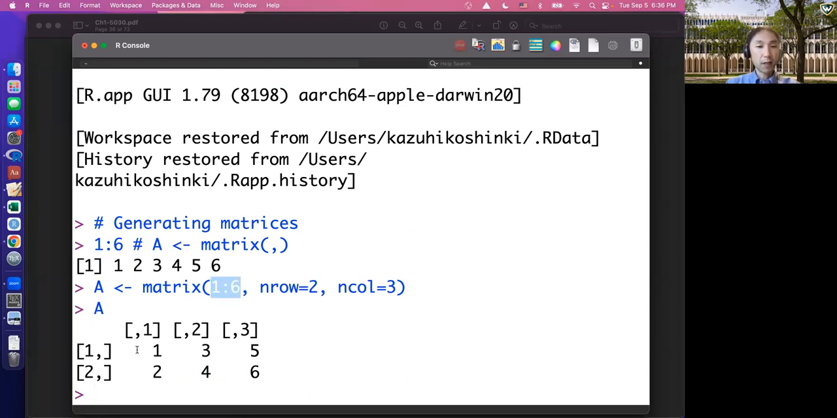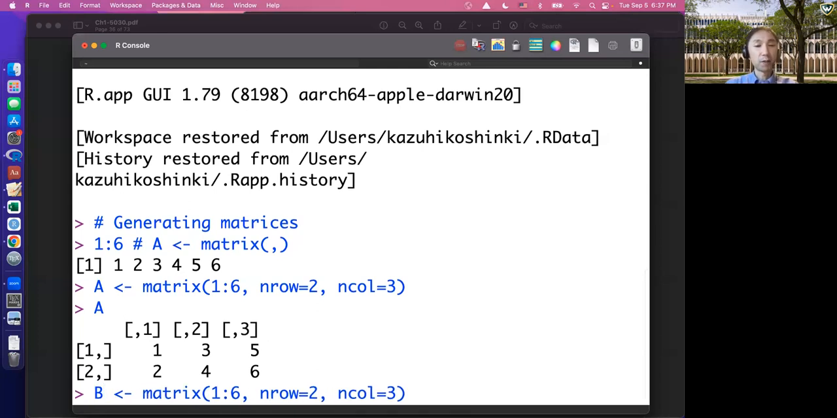And 1 to 6 are put in this way. At first, the first column is filled, so 1 and 2, and the second column, 3 and 4, and third column, 5 and 6. This is one way to generate a matrix. The upper arrow allows you to generate the same code again.